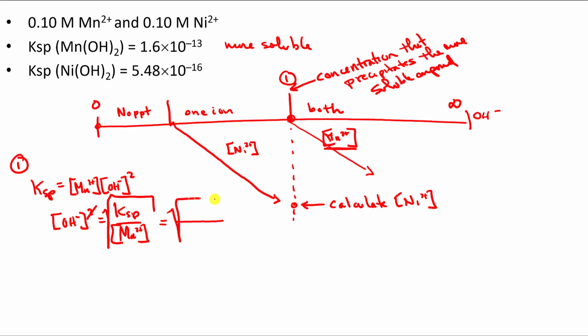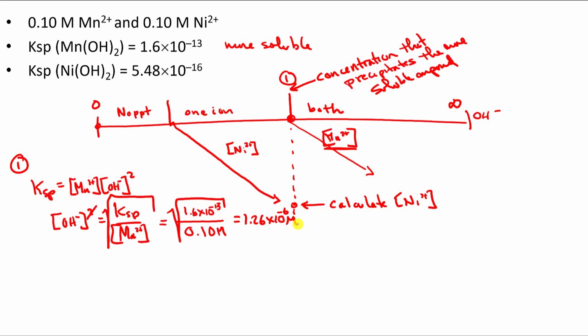So I'll go ahead and do that. That'll be the square root of KSP for the manganese, 1.6 times 10 to the minus 13, and then the concentration is just the given concentration, 0.10 molar, like this. That ends up 1.26 times 10 to the minus 6. So that's the hydroxide ion concentration that starts precipitating out the manganese.